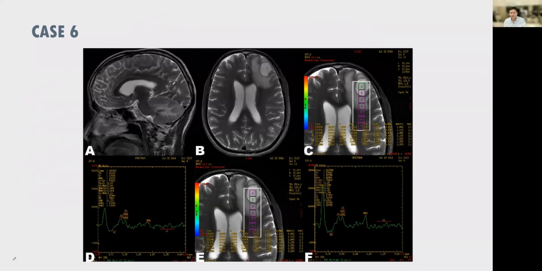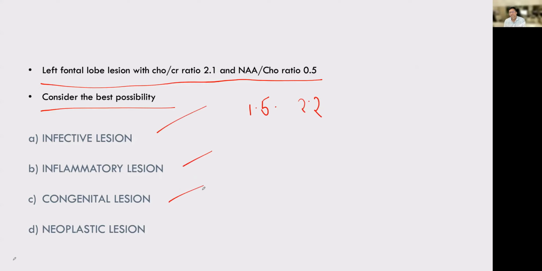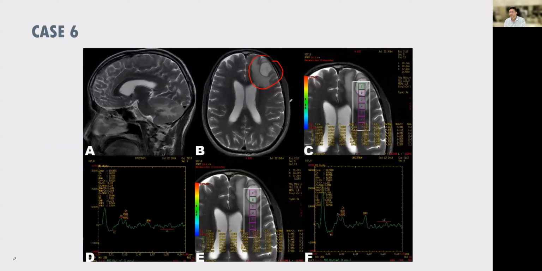There is a lesion in the frontal lobe and there is edema. Left frontal lobe lesion with choline to creatinine ratio 2.1 and NAA to choline ratio 0. Consider the best possibility. See now what I said, 1.5 to 2.2 is an enigmatic area. You can get infective lesions, inflammatory lesions, congenital lesions, neoplastic lesions. The answer is not based on MR spectroscopy. The answer is based on the conventional imaging. Now tell me, what is this lesion?